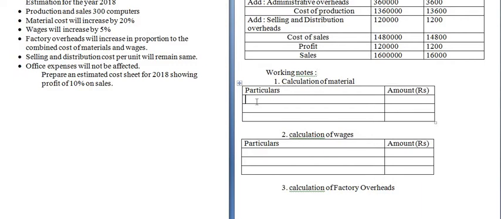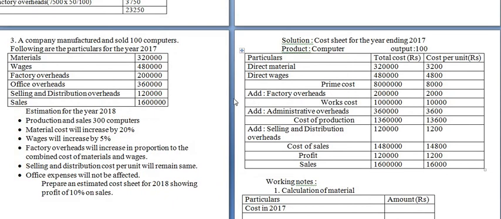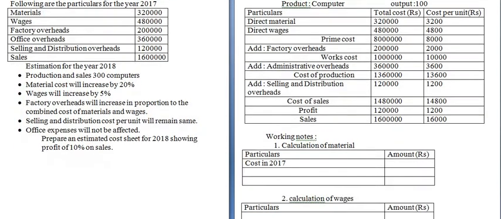Okay. Now what they have given? Now cost in 2017. Okay. Now cost in 2017 is how much? Okay. Now go through the direct material of 2017. See here, we will take cost per unit for calculation, because cost per unit will give you accurate expenses. Okay, so it is 3,200. Okay, so here you can write it is 3,200.